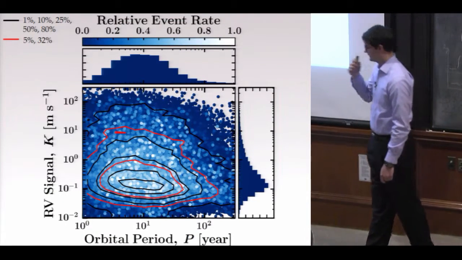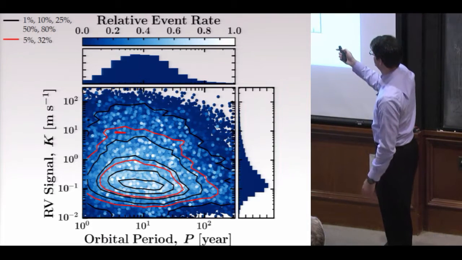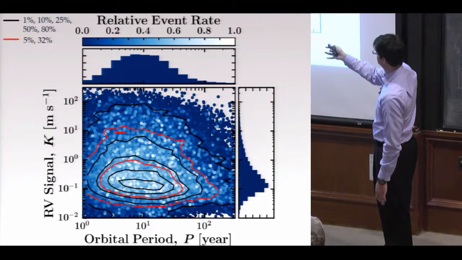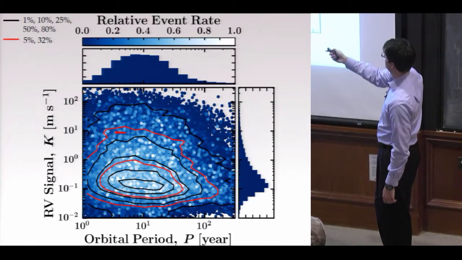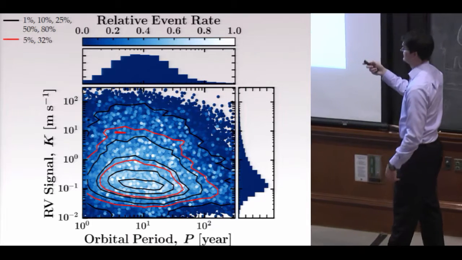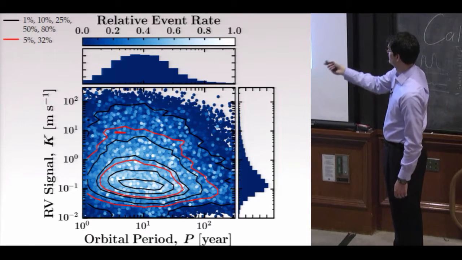And so when you do such a thing, these are the results you find. And you can see here that microlensing planets tend to have a period of about 9.5 years and produce an RV semi-amplitude of about 0.2 meters per second.